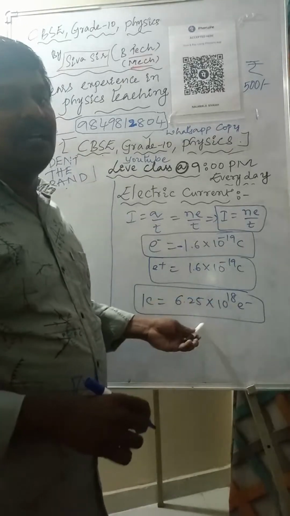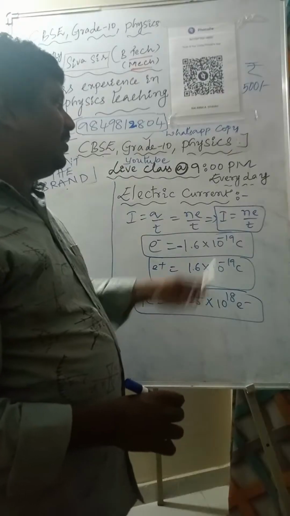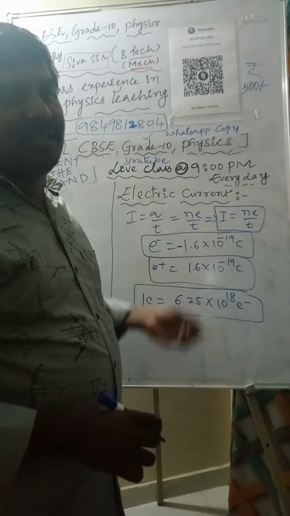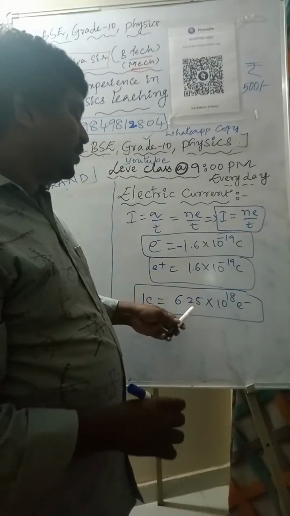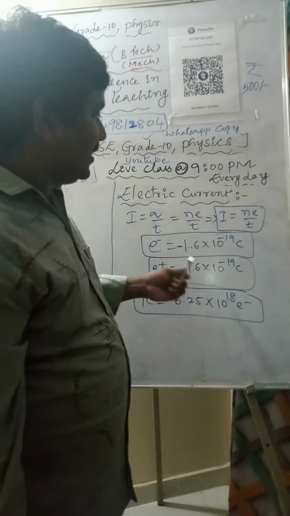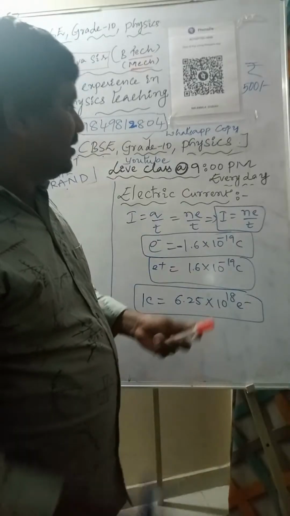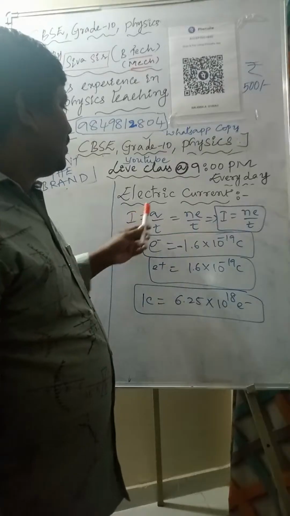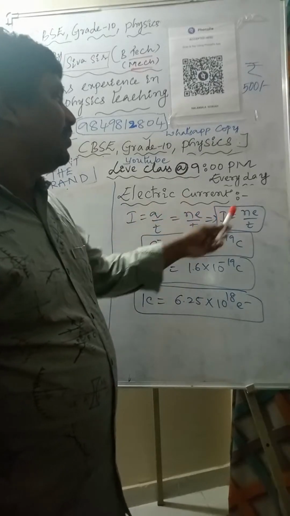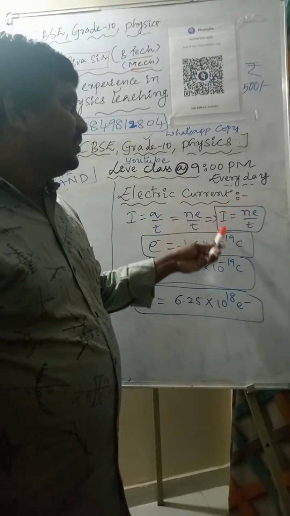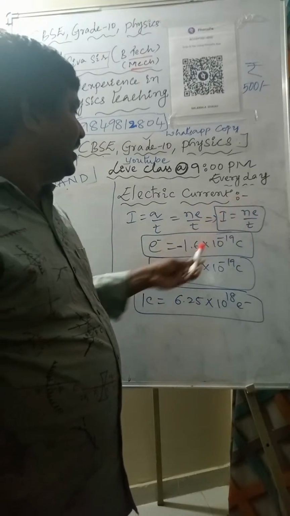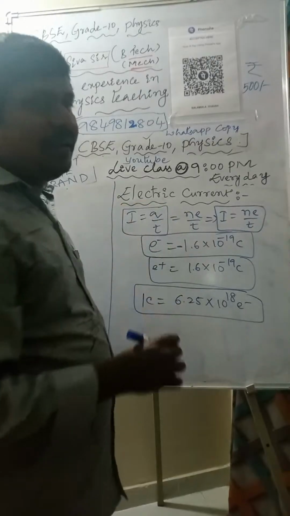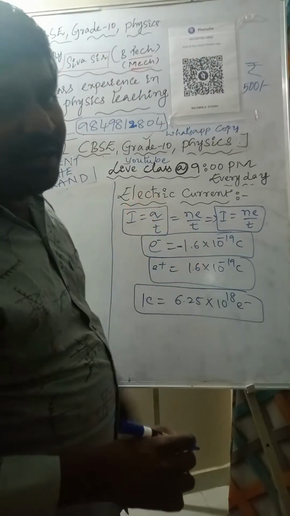How you got this value also I will explain. A very, very important question will come based on this. It may be a 2 mark or 1 mark question. These values they will ask in the exam. I equals Q by T, Ne by T. Related to this, generally we follow this formula: I equals Q by T, the rate of flow of charge.